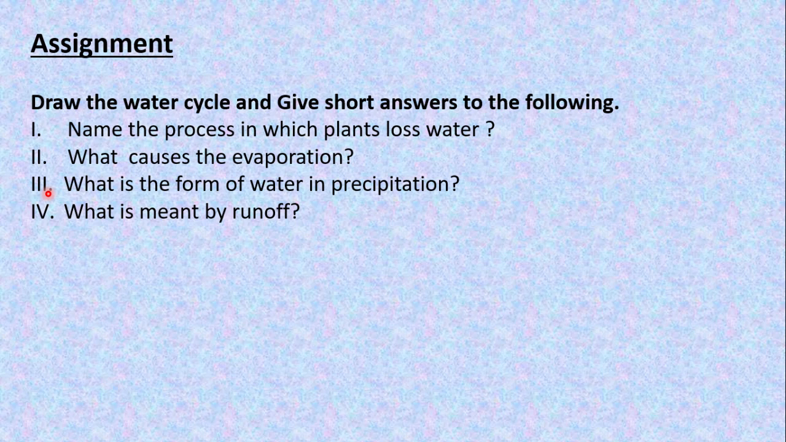Question number 3. What is the form of water, or the state of water, in the process of precipitation? Just write it down. You can also name, during precipitation, what form of water is formed, in which form it enters the land or ground from the atmosphere. Question number 4, that is, what is meant by runoff? What is meant by runoff? This is a stage during the water cycle. So you have to describe the runoff stage.